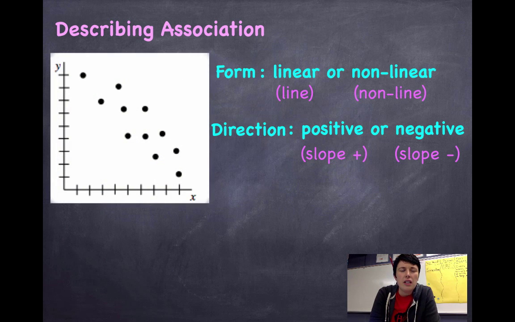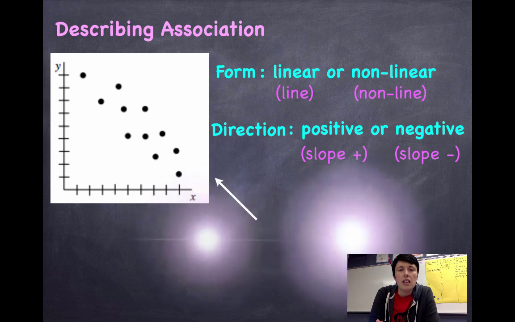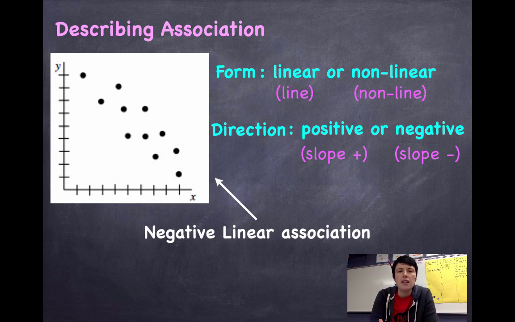To look at some random data, here's a graph, and you can tell by looking at the data that there is a negative linear association. The data is going down, looks kind of in the direction of a line, so we say it's a negative linear association.